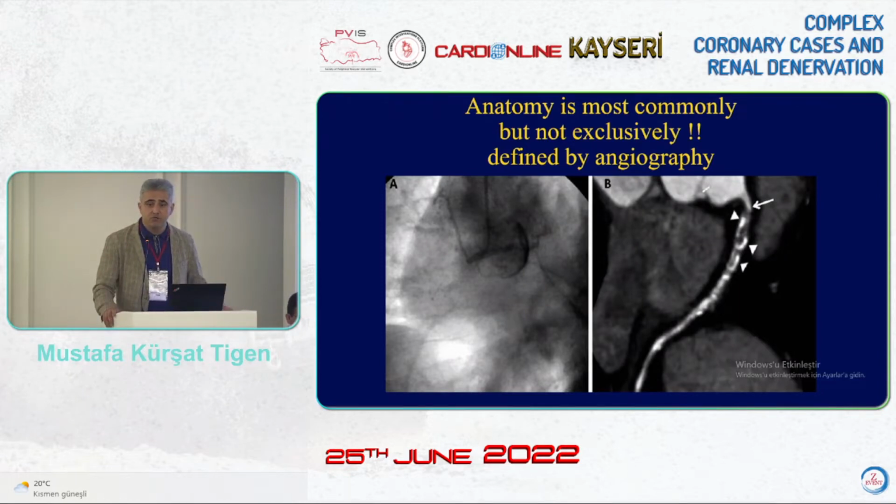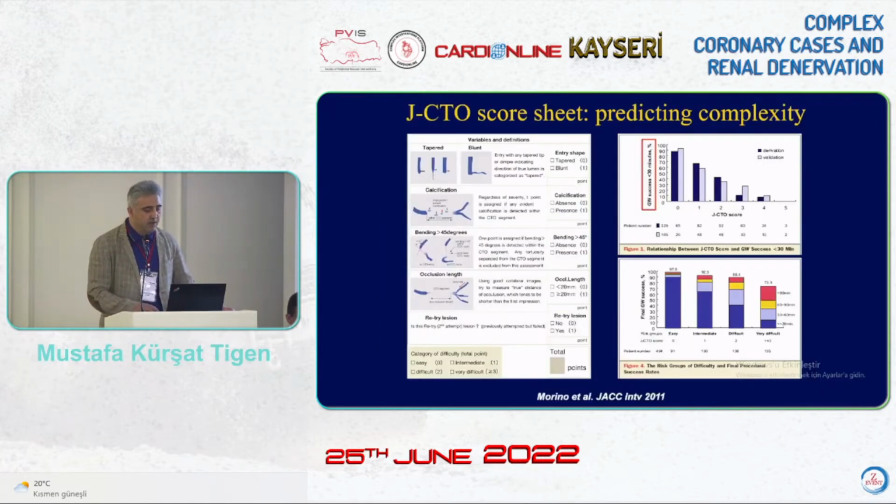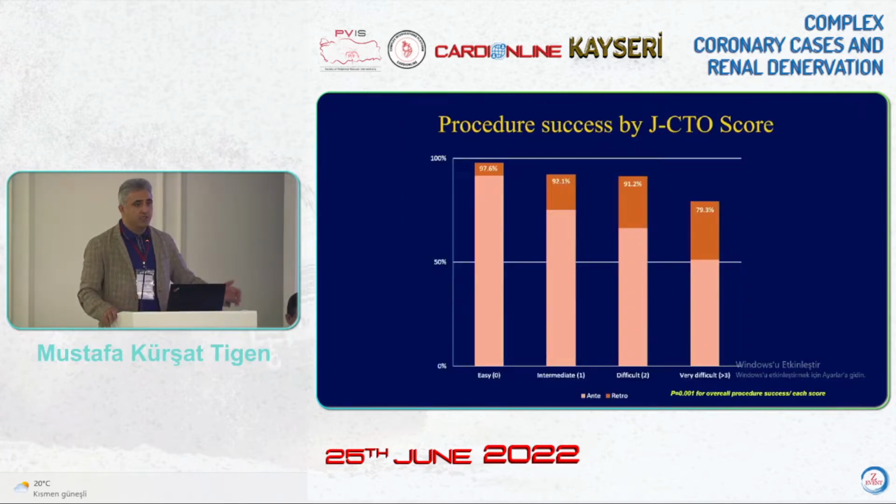In CT angio, lesion length and calcification existence are important in the success of the operation. And this is the JCTO score. We already talked about it.